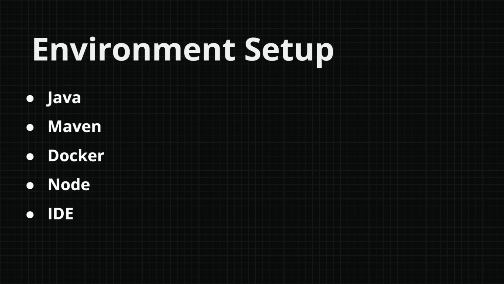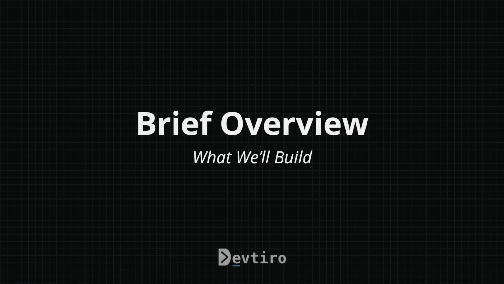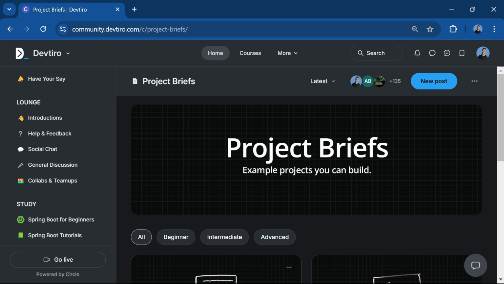So with everything installed, let's check out the requirements of what we're going to be building. Let's review the requirements of the blog application that we are to build. The project brief itself can be found on the Devtiro community site. If you don't have access yet, then I'll leave a link in the description where you can get access. If you can't join for whatever reason, no problem. I'll be showing you all the requirements right here anyway.